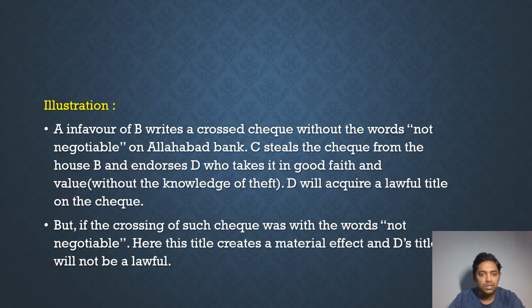Illustration to understand the not negotiable check. A writes a crossed check in favor of B, without the words not negotiable, on Allahabad Bank. C steals the check from the house of B and endorses it to D, who takes it in good faith and for value, without knowledge of the theft. D will acquire a lawful title to the check. But if the crossing of such check was with the words not negotiable, then this defect in title has a material effect and D's title will not be lawful.